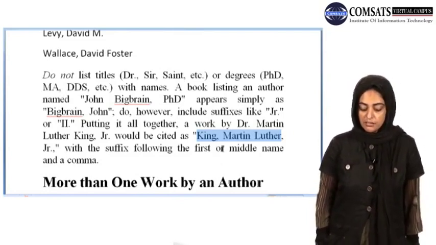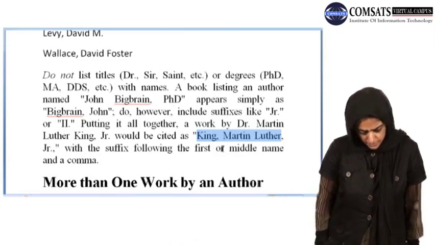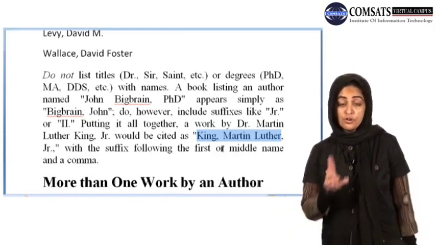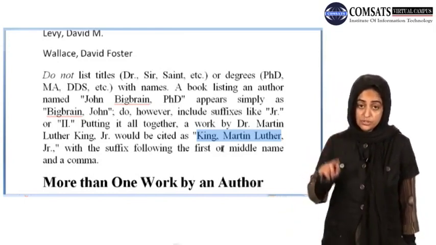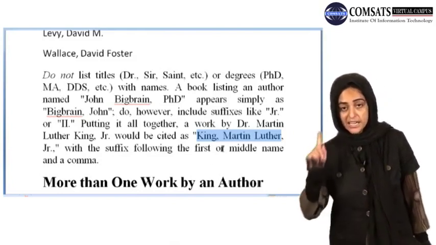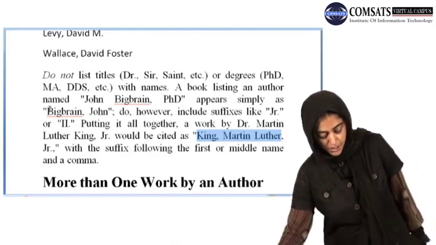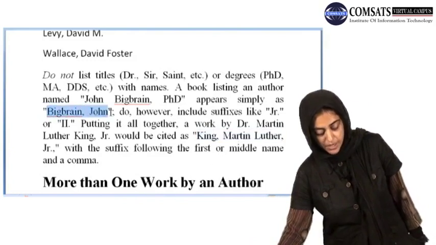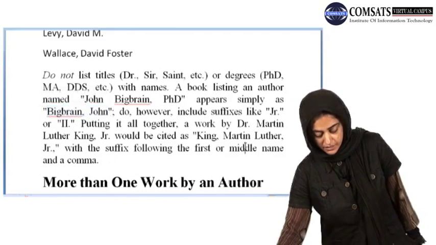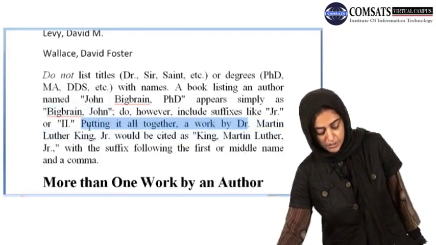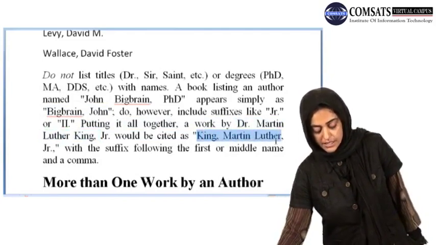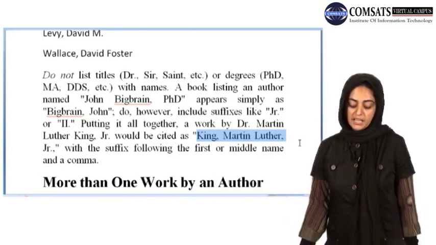For example, for John Big Brain PhD, if there is a person John Big Brain PhD, he writes PhD with his name, then when you will be creating the reference for this name, it will only be, kindly have a look on the screen, let me highlight it for you, it will only be Big Brain John, no PhD. Similarly, it was Dr. Martin Luther King, but you could not find any word like Dr. over here while you created the reference for this name. It was simply King Martin Luther.